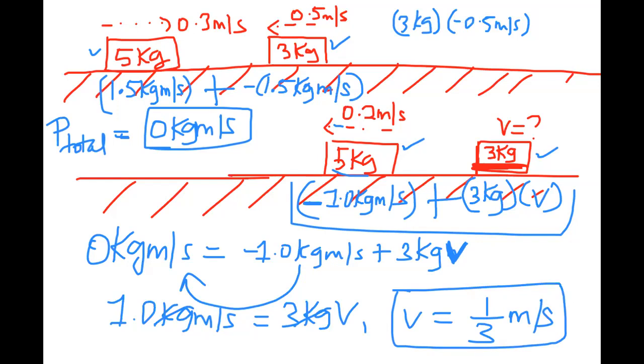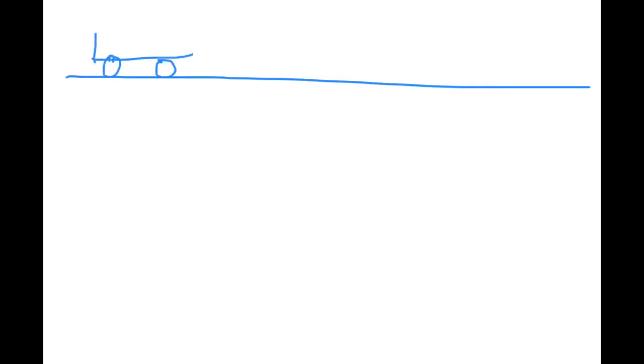Okay, our last problem. Let's look at the last problem. We have enough pages. Yep, last problem. In the last problem, we have a 2,000 kilogram car. So let me draw it here. This 2,000 kilogram car is moving at 10 meters per second.